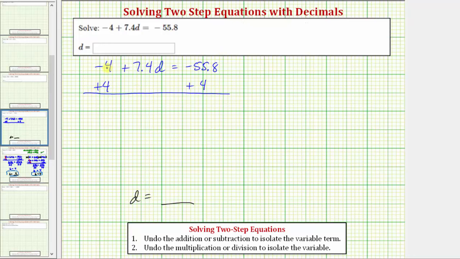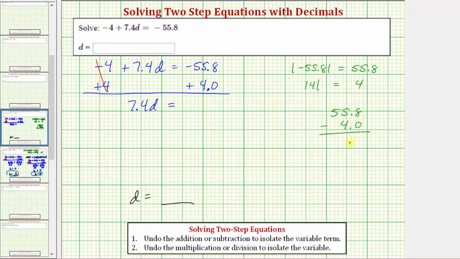The plus 4 undoes the -4, or -4 plus 4 is 0. So on the left side, we now just have 7.4d equals, on the right side, we have -55.8 plus 4, or if we want, plus 4.0. Notice here we're adding numbers with different signs. So the rule is we take the absolute value of both numbers. So the absolute value of -55.8 equals 55.8, and the absolute value of 4 is 4. And now we subtract the smaller value from the larger value, so 55.8 minus 4.0.